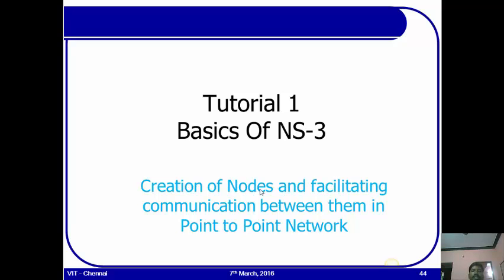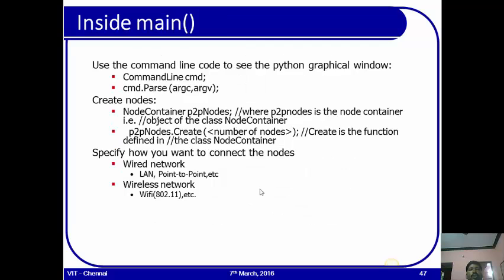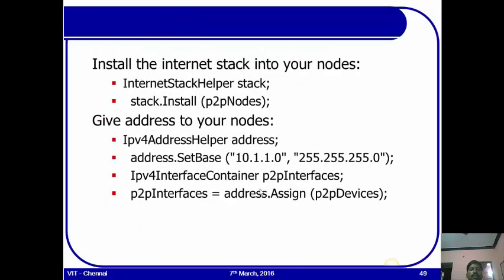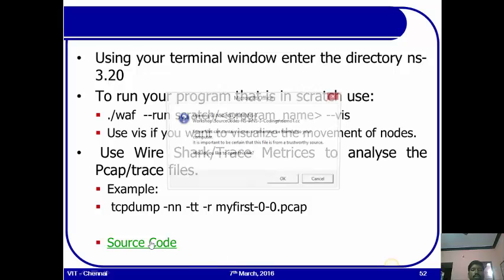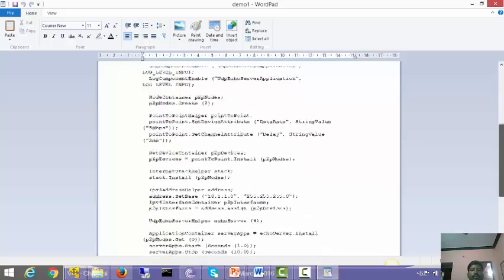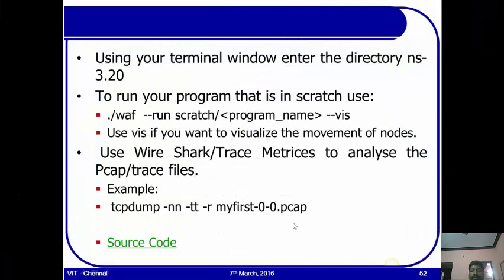So let's move on to a simple tutorial, creation of nodes and facilitating communication between them in point-to-point. Start with, as we have already come across, how to create a node, how to include, what is the flow, start with the main, creating LAN, point-to-point. A sample code. The same code we have executed and demonstrated.